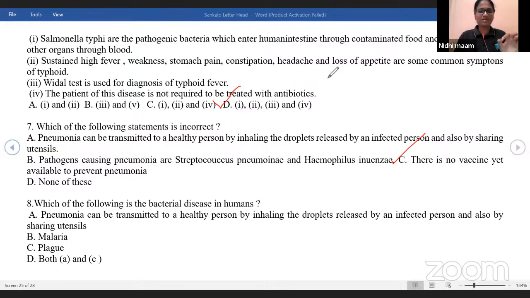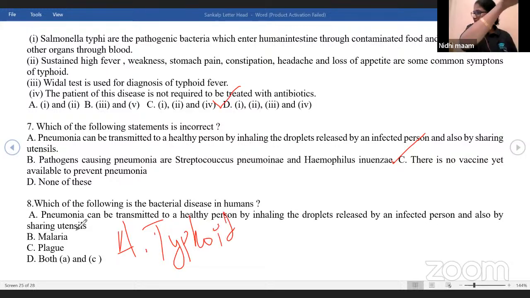A. Pneumonia can be transmitted, sorry, not this. B. Malaria, C. Plague, D. Both A and C. A is typhoid. Eighth one. A is typhoid, B is malaria, C is plague, D is both A and C. Deepak H, Sita, Vinushri, Swati H.